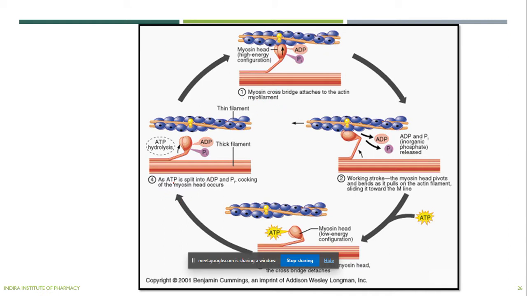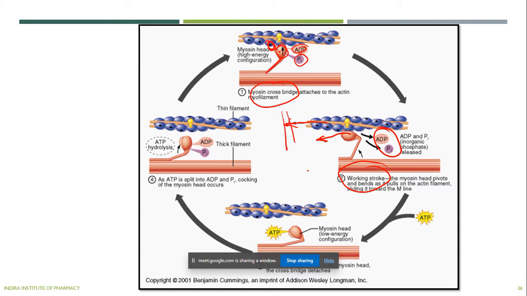The first step shown here is the myosin cross bridge. This is the tail of the myosin, these are the heads of the myosin, and it shows the ADP plus phosphate which is released. This head will bind with the myosin binding sites of the actin. In the second step, it is the power stroke. This myosin head will move forward in this direction, releasing the ADP plus phosphate, and thus the movement of the thin filament will happen in this direction towards the M line.